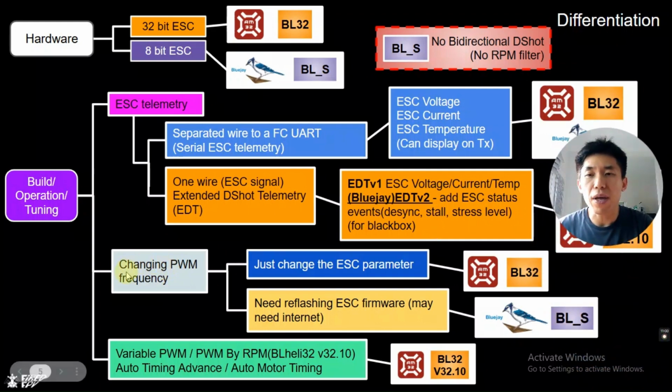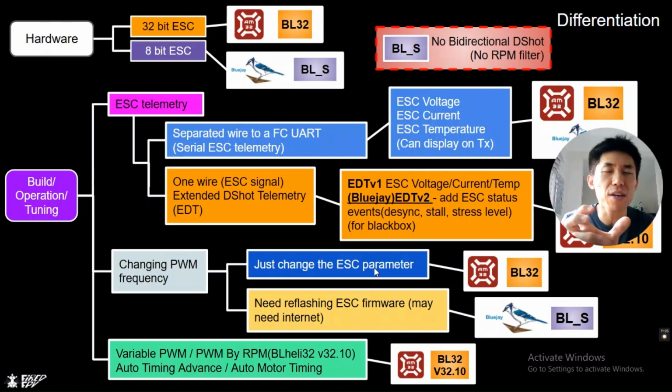The next topic is changing the PWM frequency. When you want to tune the drone or the craft and you want to change the PWM frequency for BLHeli_32 and AM32, you just change the parameter directly in the ESC configurator. It's like a setting in the ESC setup. You just switch from 24 kHz to 48 kHz and then save, and then it's done.